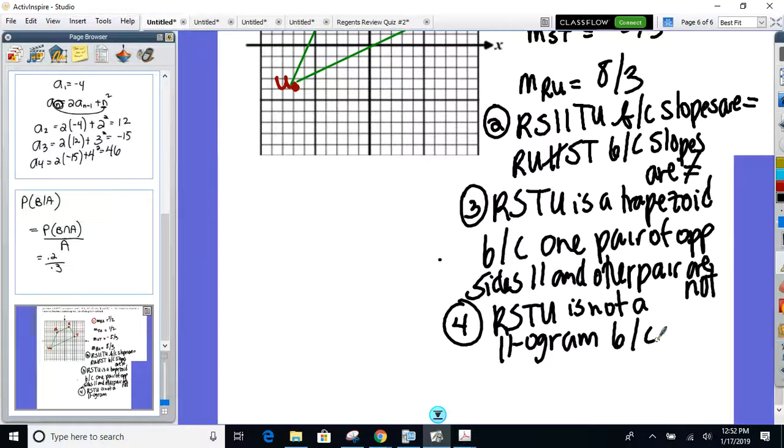Go ahead, Victoria. It's your show. Because one pair of opposite sides is parallel, while the other is not. There you go. One pair of opposite sides is not parallel. Yep. Okay. All good?